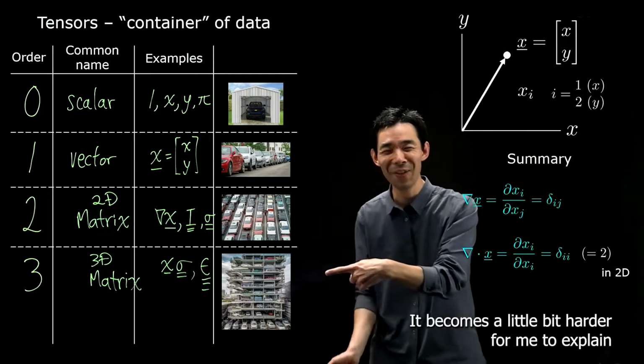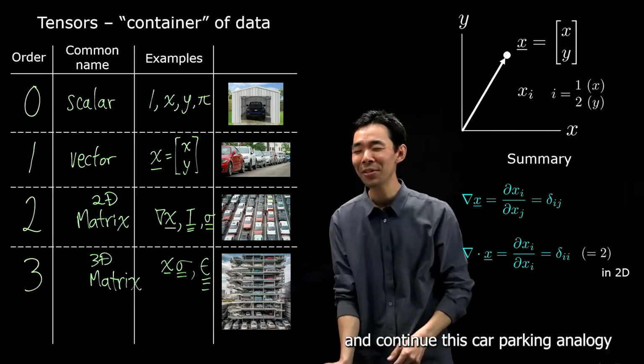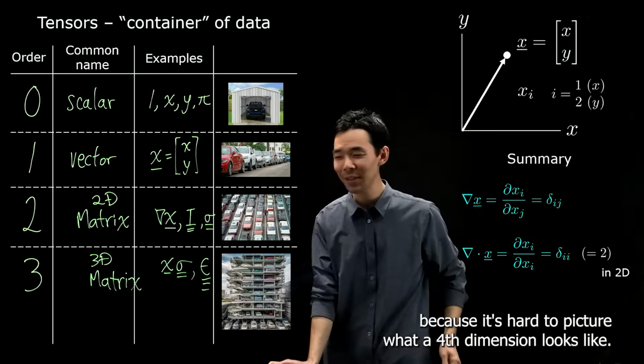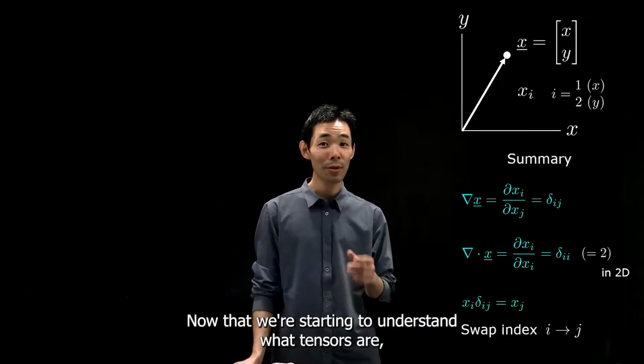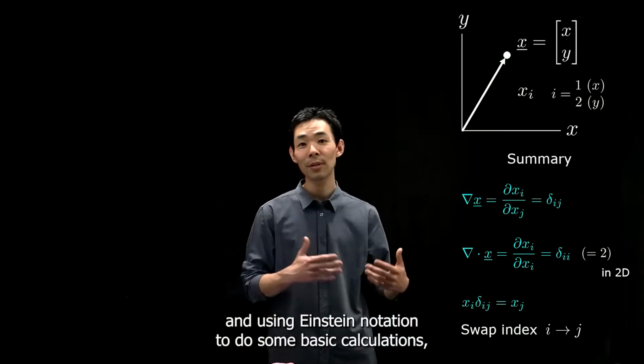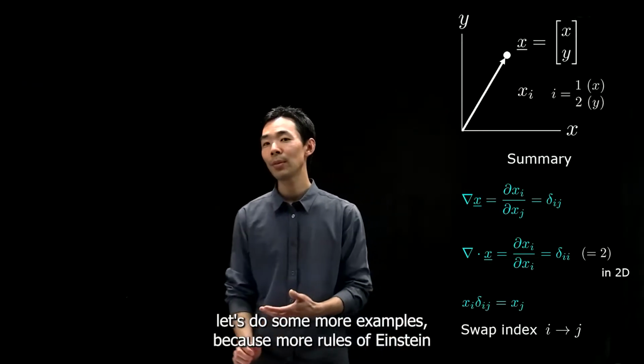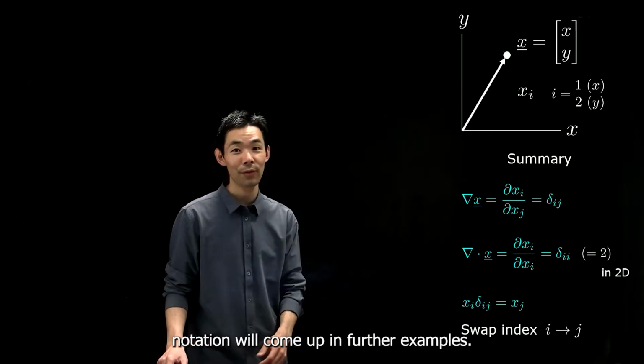It becomes a little bit harder for me to explain and continue this car analogy because it's hard to picture what a 4th dimension looks like. But I think you get the point at this point. Now that we're starting to understand what tensors are just a little bit and using Einstein notation to do some basic calculations, let's do some more examples because more rules of Einstein notation will come up in further examples.